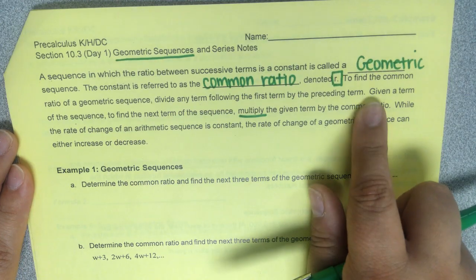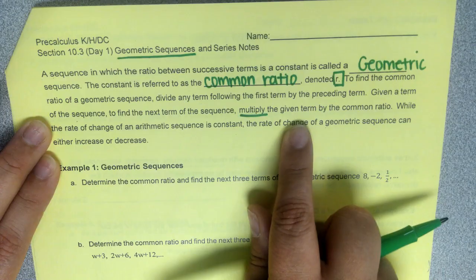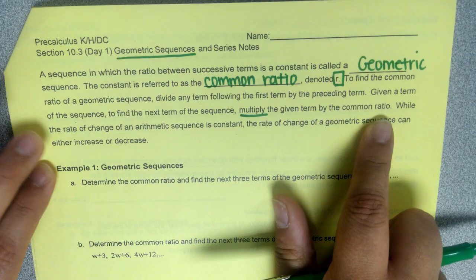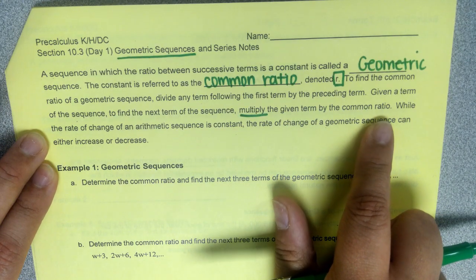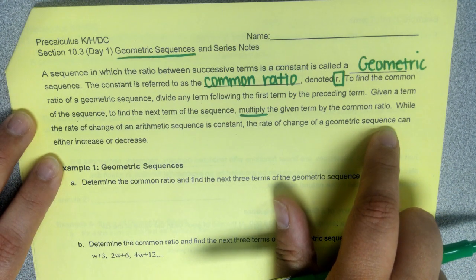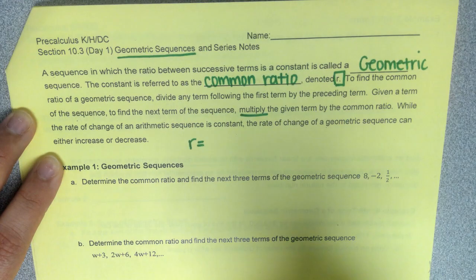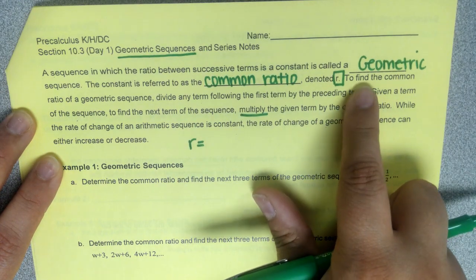So I'm going to skip a sentence and say, given a term of the sequence, to find the next term of the sequence, multiply the given term by the common ratio. While the rate of change of arithmetic sequences is constant, the rate of change of geometric sequences can either increase or decrease. Now, the common ratio, our R. How do we find the R? I skipped that sentence. It's right here.